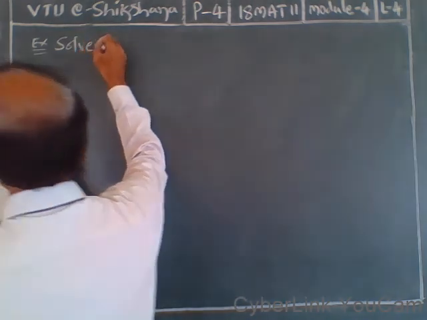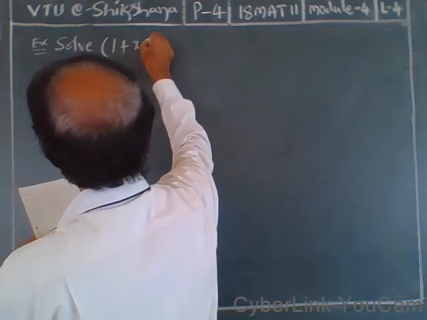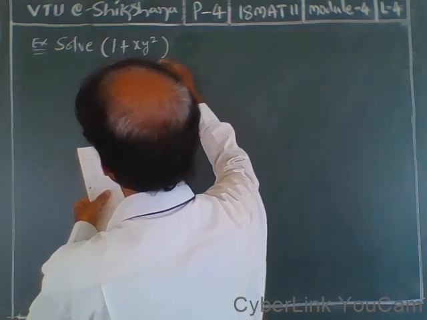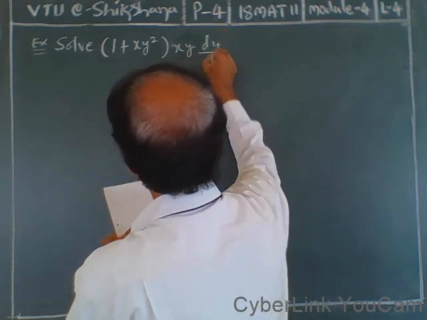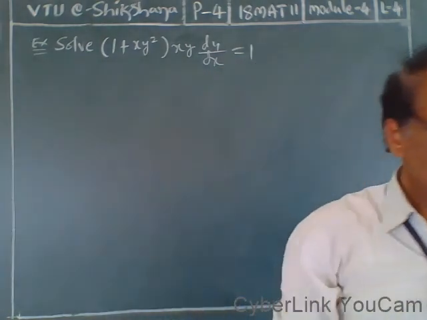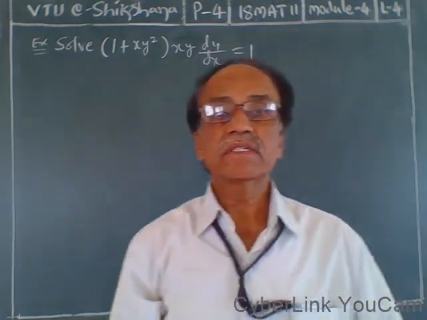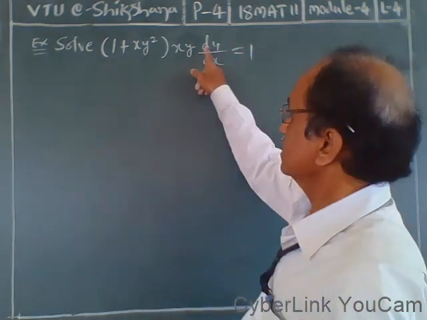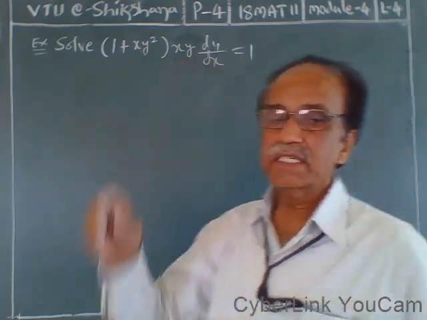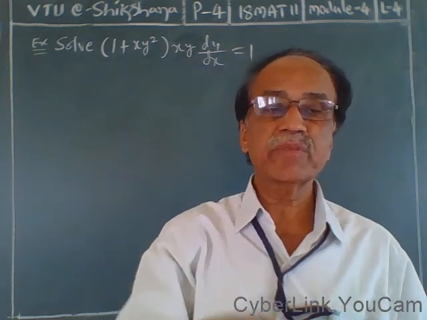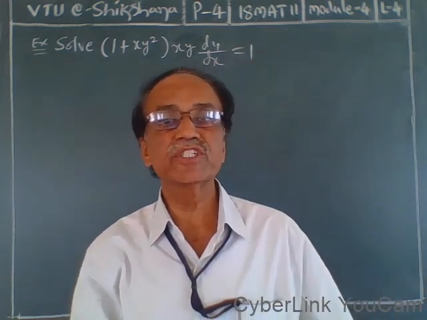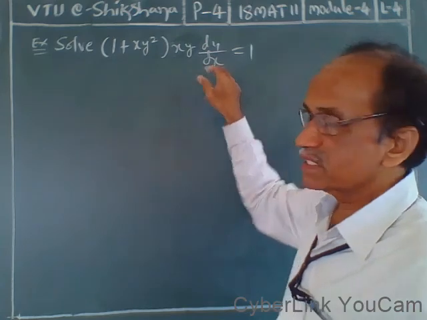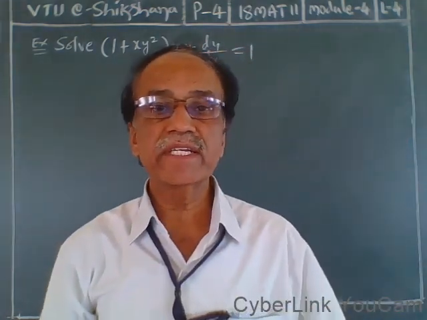Solve (1 + x y^2) dy/dx = 1, that is, x into y square into xy dy by dx equal to 1. In this problem, we can see the difference between the previous problem which we discussed and the present problem. Here, dy is multiplied by y, so it is not in the form of dy by dx plus p of x into y is equal to q of x into y to the power n. So, this must be expressed in terms of dx by dy. In this case, you write the derivative in the form of dx by dy.